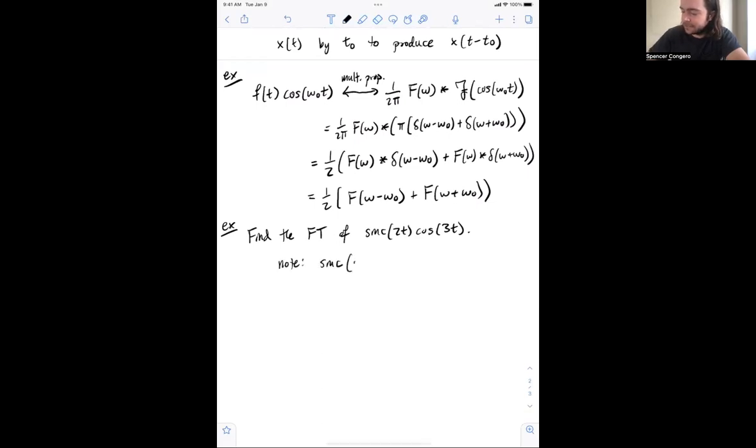And I'll just make a note here in case you forgot. We showed that the Fourier transform of sinc of omega naught t is pi over omega naught times rect of omega over 2 omega naught. We saw that in the previous video. So we're going to use that Fourier transform pair now.